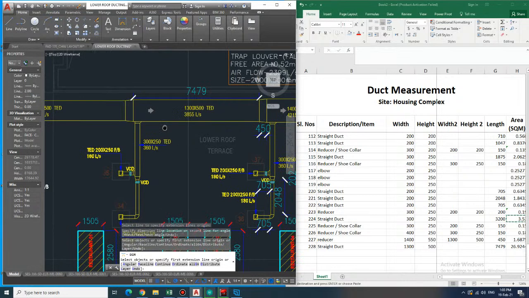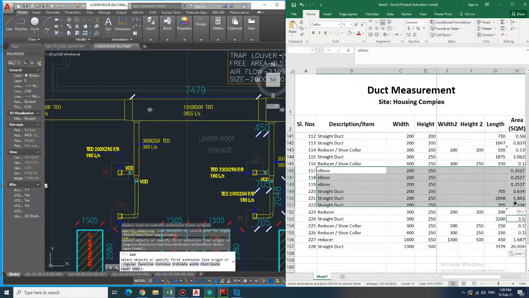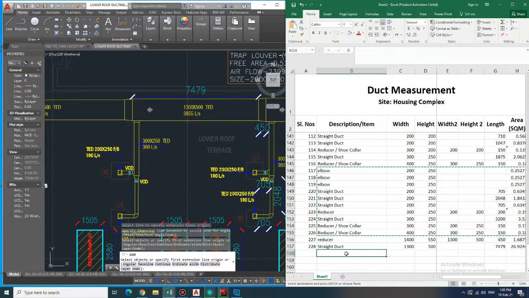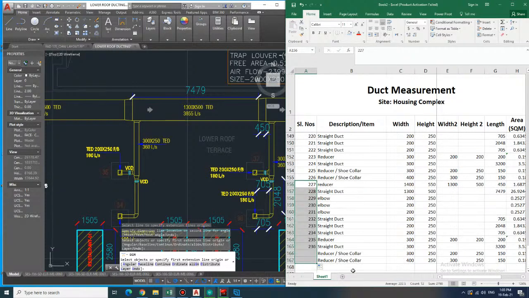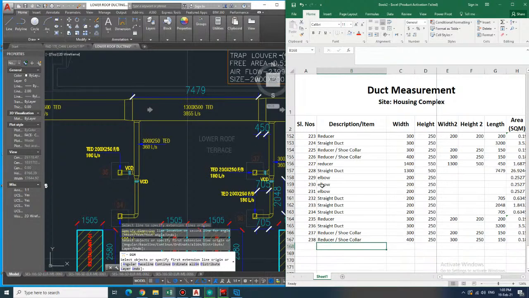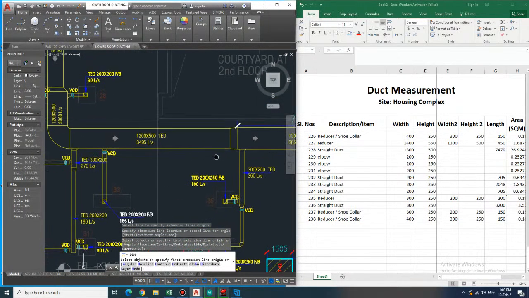The same things we did before. We'll copy paste this one up to the shoe collar. It's easy. So we can save our time. The same typical is coming here. We apply like this. Okay, so this is finished. Again another reducer.